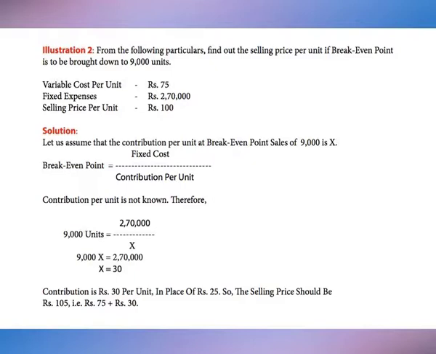Solution. Let us assume that the contribution per unit at break-even point sales of 9,000 is X. Break-even point is equal to fixed cost divided by contribution per unit. Contribution per unit is not known. Therefore, 9,000 units is equal to 2,70,000 divided by X, which means 9,000X is equal to 2,70,000, which is equivalent to X is equal to 30. Contribution is rupees 30 per unit in place of rupees 25. So, the selling price should be rupees 105, that is rupees 75 plus rupees 30.